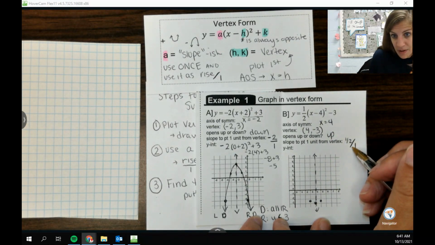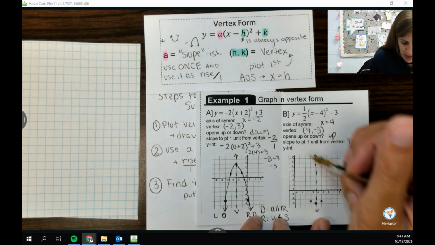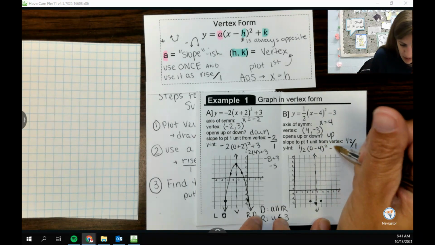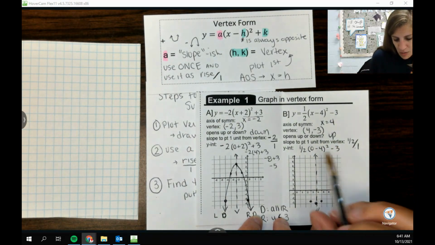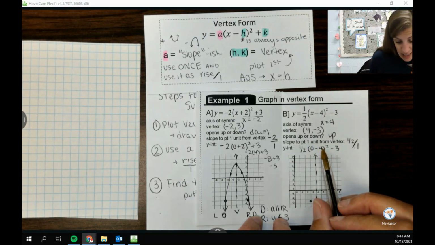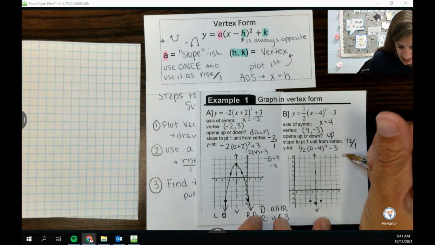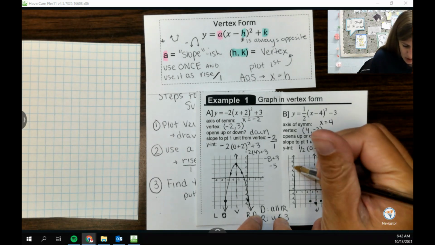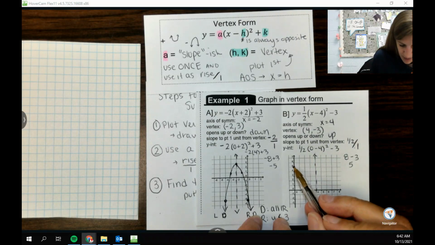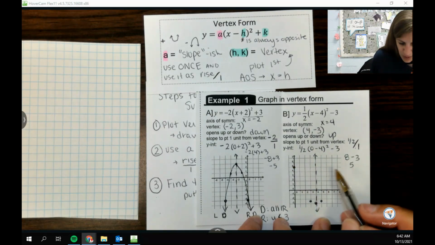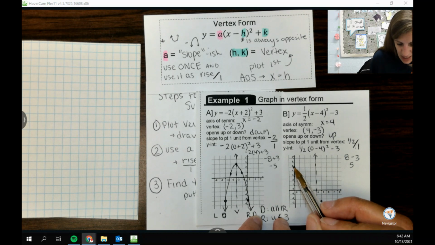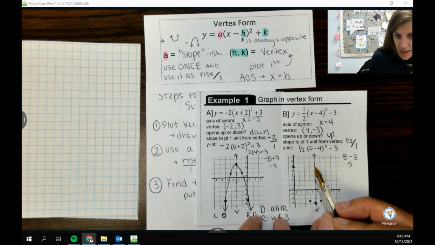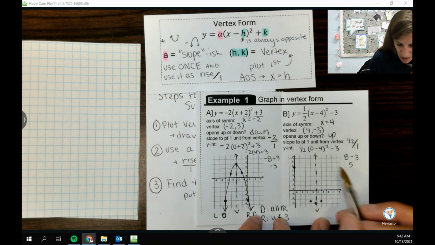I can get another point by finding the y-intercept, so we'll do 1/2 parentheses 0 minus 4 squared minus 3. 0 minus 4 squared is 16, and then 1/2 of that is 8, minus 3 is 5. And so we'll plot my y-intercept at 5. And I can flip this over and put it on the other side. Really how I'm doing that specifically is I'm counting the squares to my line of symmetry and then counting the same amount of squares on the other side.